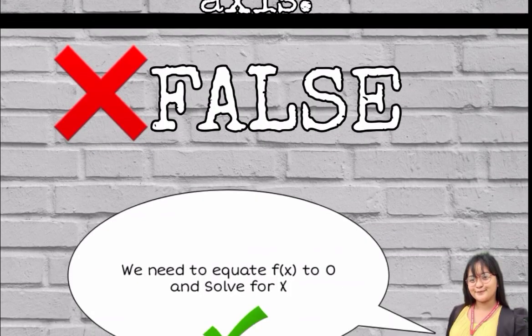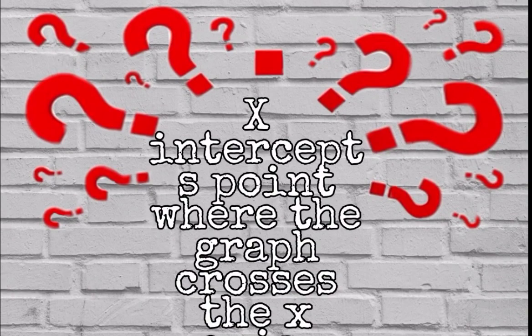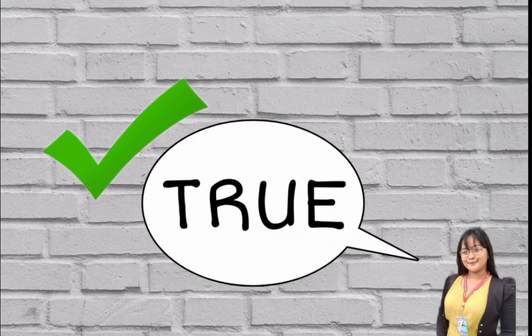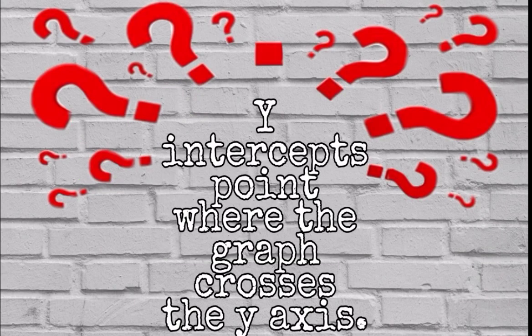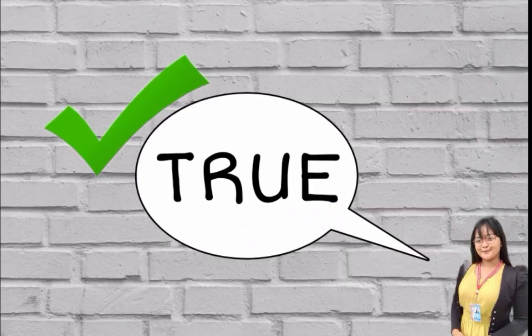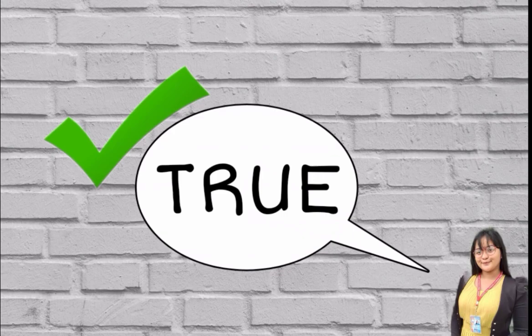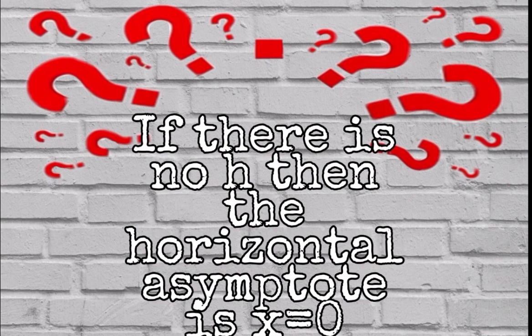Now for our second statement: x-intercepts are points where the graph crosses the x-axis. Alright, you got it right again, guys. So the answer is true. Let's proceed to our third statement: y-intercepts are points where the graph crosses the y-axis. Oh, really? Oh my gosh, guys. You got it right again. It is true.